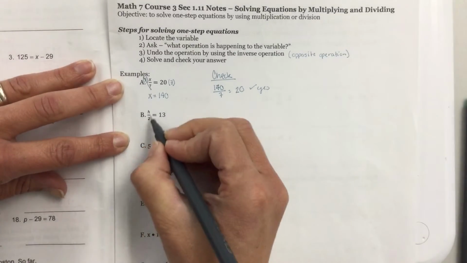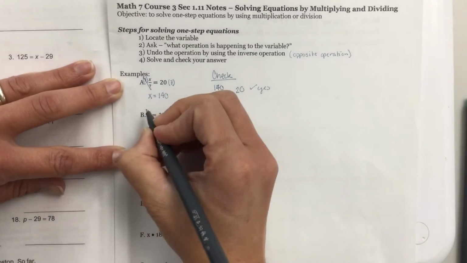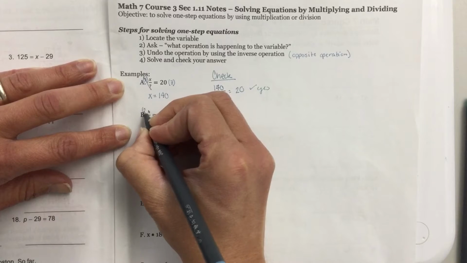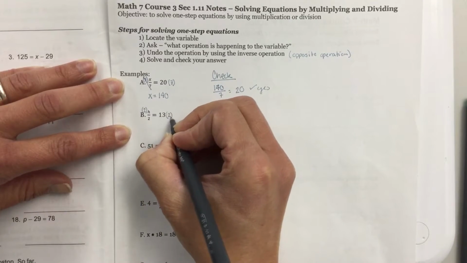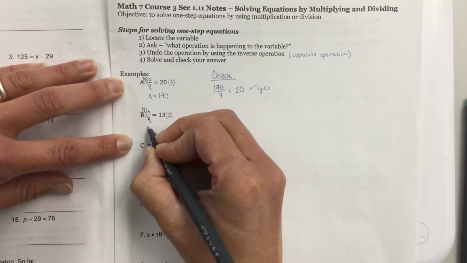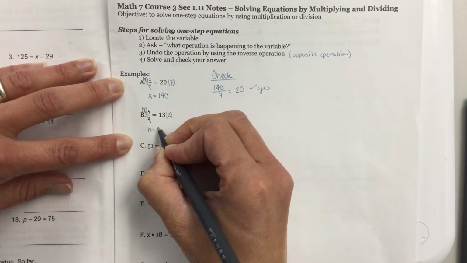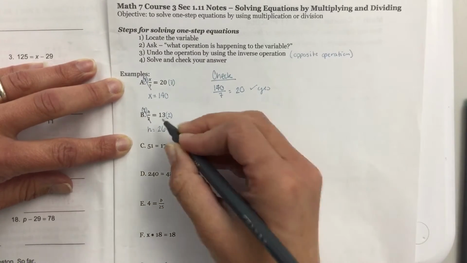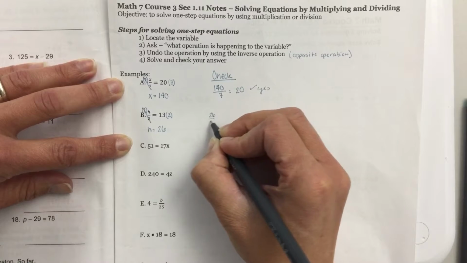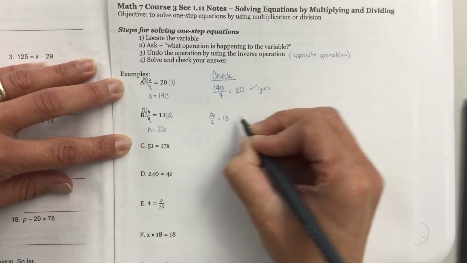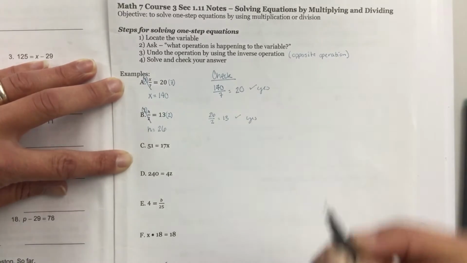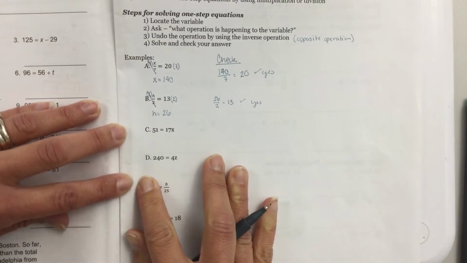Okay, the next one. H is being divided by 2. So to undo the division, I multiply by 2. H equals 13 times 2 is 26. To check it, 26 divided by 2 does equal 13. Yes. Okay, the next one.